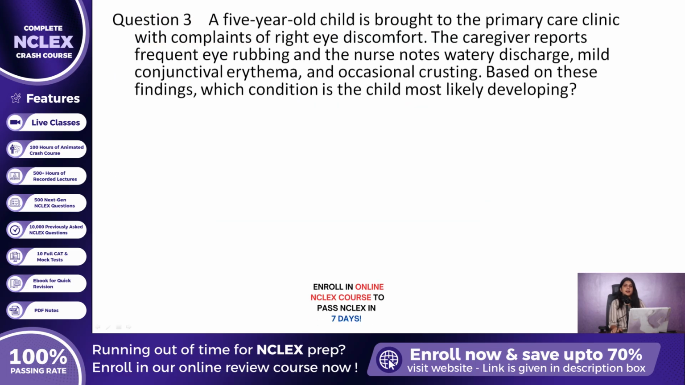Let's walk through another key topic, and this one puts your pediatric observation skills to the test. Question number 3. A 5-year-old child is brought to the primary care clinic with complaints of right eye discomfort. The caregiver reports frequent eye rubbing, and the nurse notes watery discharge, mild conjunctival erythema, and occasional crusting. Based on these findings, which condition is the child most likely developing?